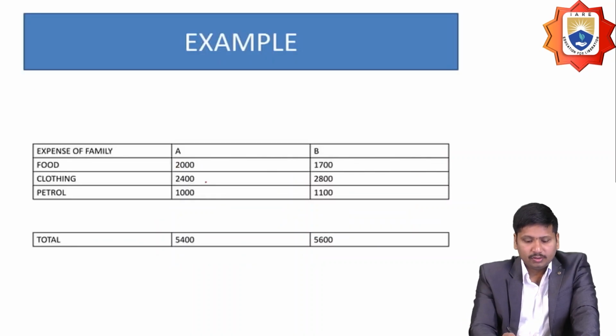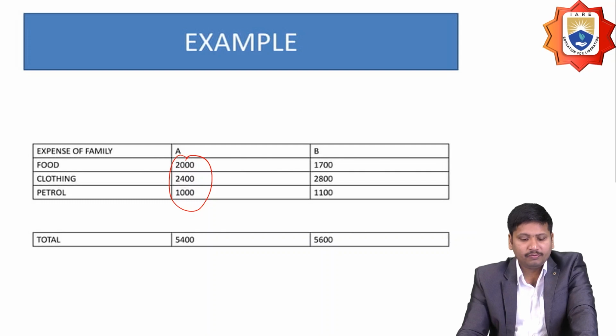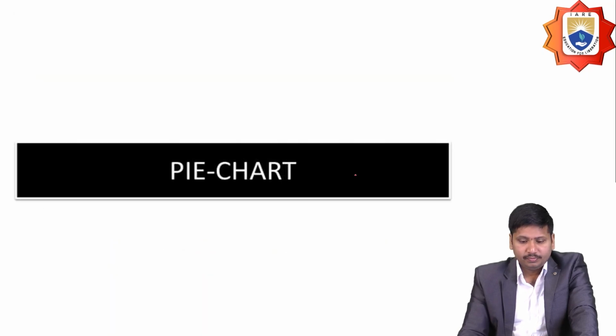And suppose I'm considering the expenses of family A and family B. I want to represent the expenses that family A spends on food, cloth, and petrol, and similarly for family B, the expenses spent on food, cloth, and then petrol. So like this, this is the 100% stacked bar chart. That means you can represent it, and that should be equal to 100% of this presentation.